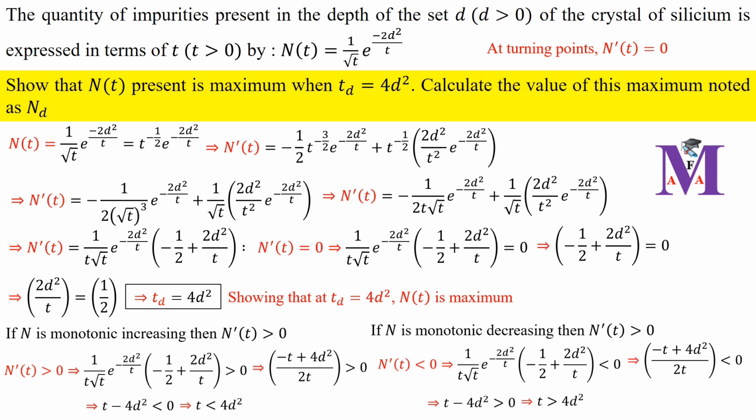So we are now going to find that point. So n of d is just equal to n of t of d. So I just come to my n of t, I replace t with 4d squared. I simplify and I get my n of d to be 1 over 2d, e raised to the power negative 1 divided by 2. So that was all about the problems. We have succeeded to solve problem part A, problem part B, and problem part C.